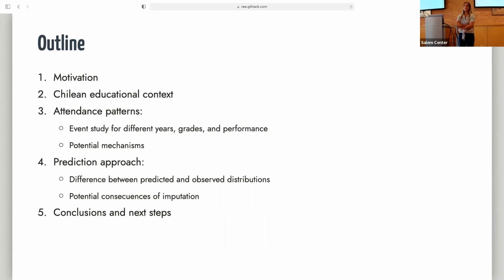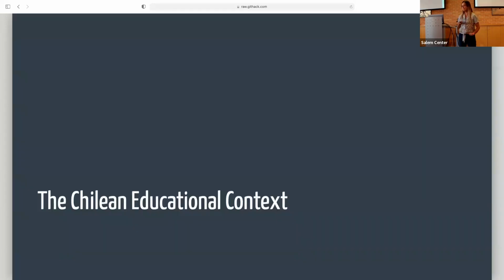I'm going to talk a little about the context of this application in particular. Then I'm going to dive into the attendance patterns and show you an event study on how this affects different parts of the distribution and performers, and again tease out the potential mechanisms that could be explaining those patterns. Finally, we'll dive into the prediction approach to see how we can assess what schools are doing at an individual level, and whether we can identify those that could potentially be gaming the system a bit more than others. Then I'm going to conclude and talk about next steps we're working on in this project.